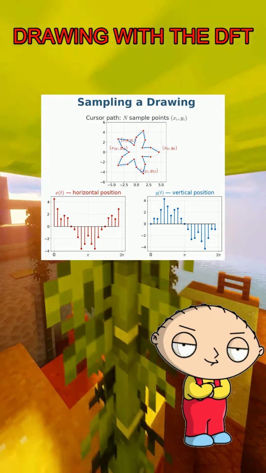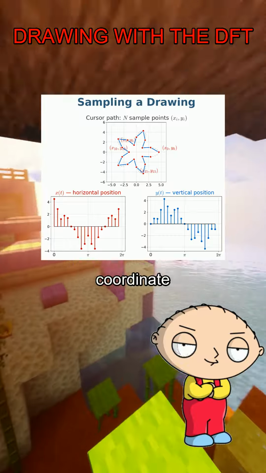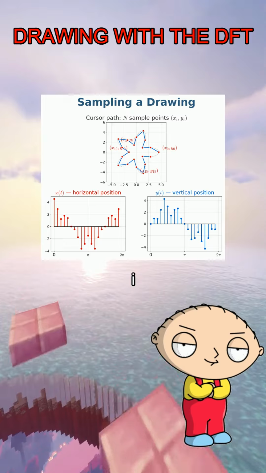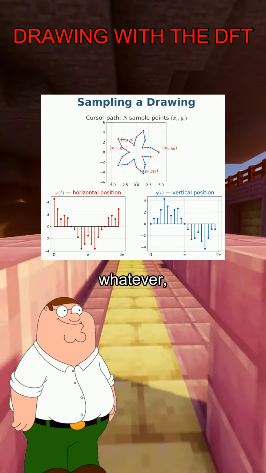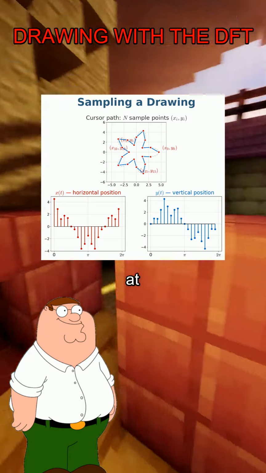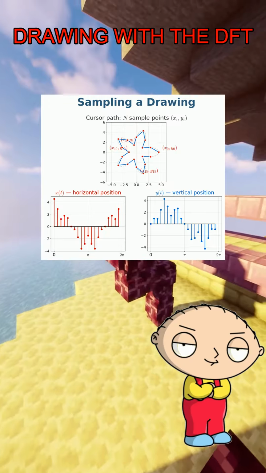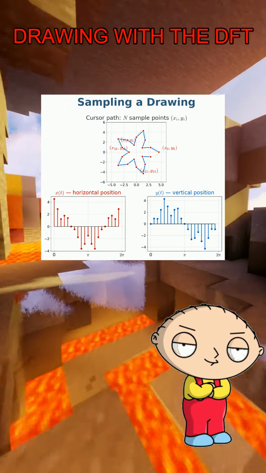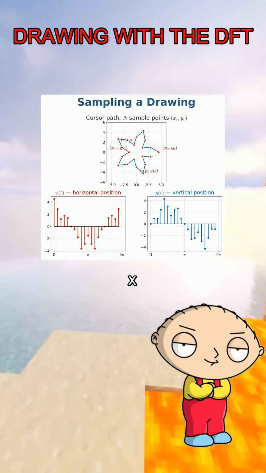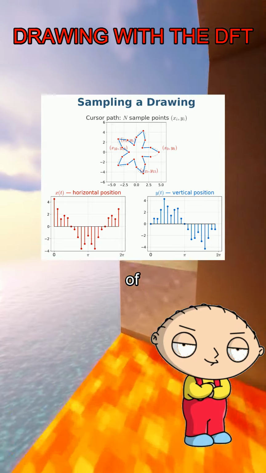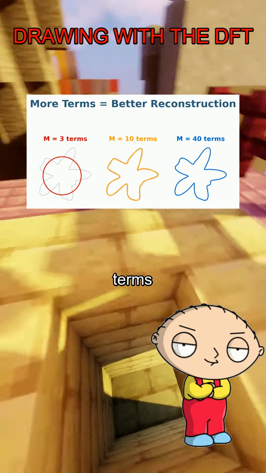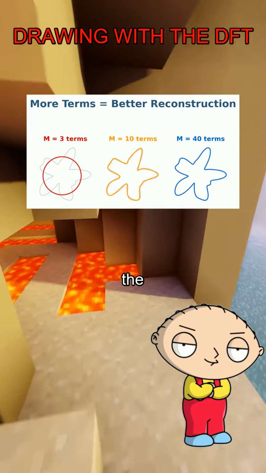Now back to drawing. We collect cursor positions as xy coordinate pairs over time. The ith sample gives us x sub i and y sub i. So when I'm drawing a star or whatever, you're just recording where my finger is at regular time steps? Exactly. We treat x of t and y of t as two separate functions. Apply the DFT independently to the x-coordinates and the y-coordinates as a function of time, and you get a parametric form for our approximation. Then, with m terms in the Fourier series, you can reconstruct the drawing.